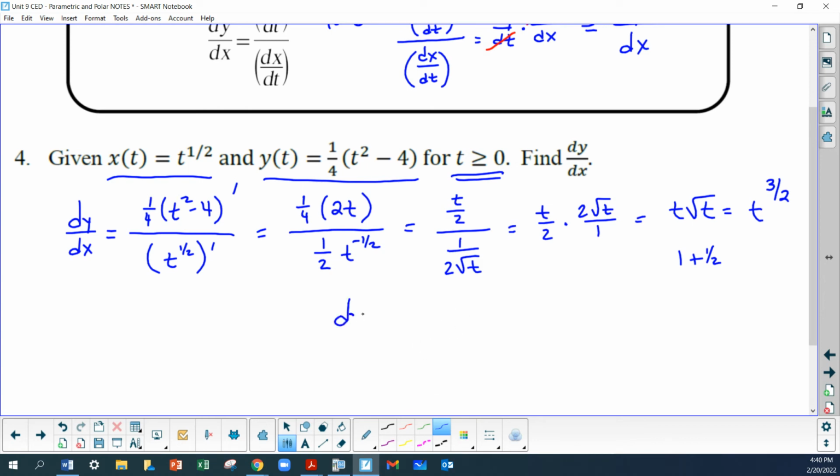Well, we do have dy dx, and it is in terms of t. That's interesting, huh? And most of the time, that's the way it's going to work out.